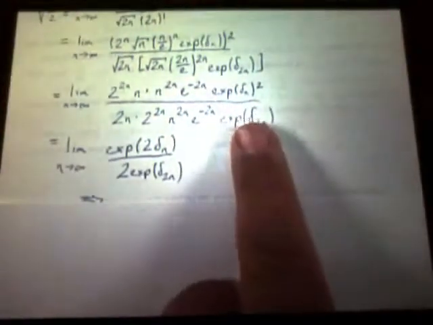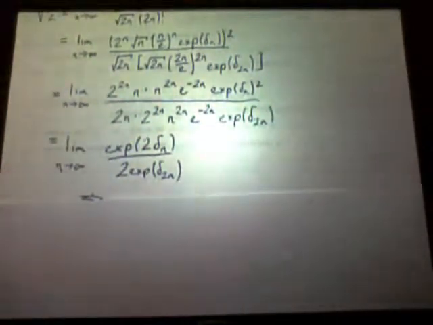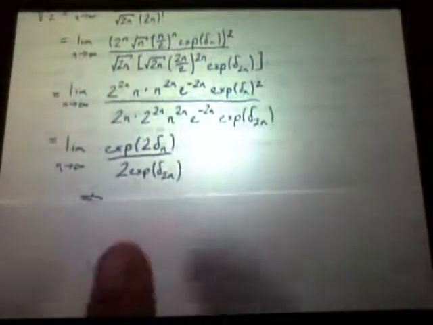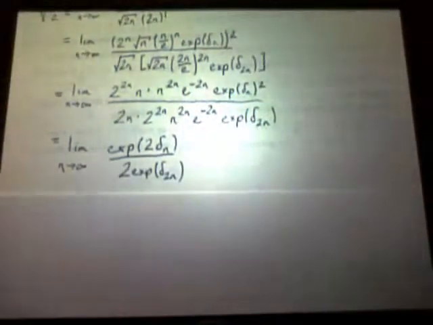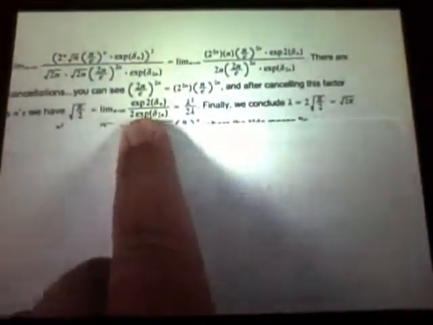So e to the delta n squared is e to the 2 delta n, isn't it? So that's the same thing as that. So you just end up with this, which is right here. So that's equal to lambda squared over 2 times lambda. Burke doesn't make that point. He calls it S sub n squared over S sub 2n. Right, they approach the same limit.